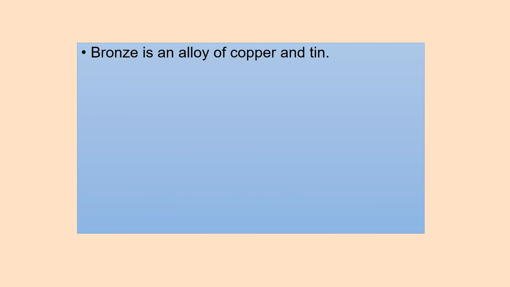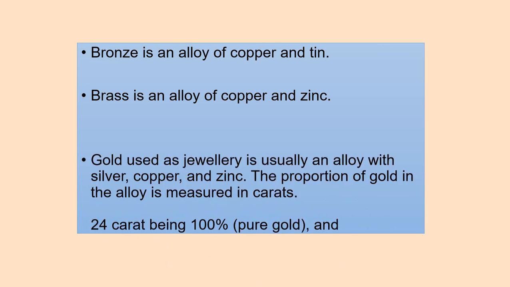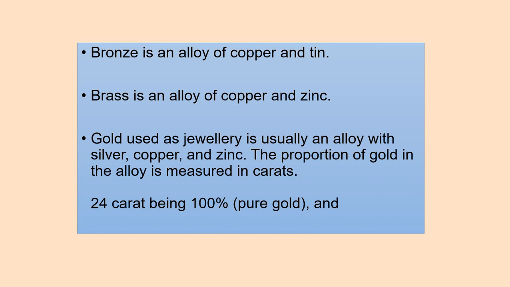So, now we know that bronze is an alloy of copper and tin, brass is an alloy of copper and zinc, gold is used in jewellery but is often an alloy with silver, copper or zinc, and that we measure the proportion of gold using carats.